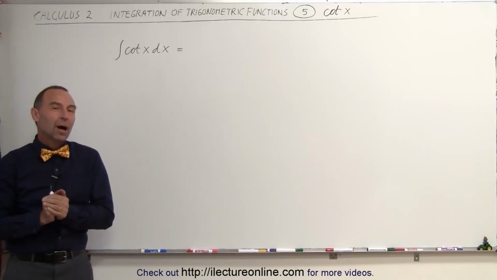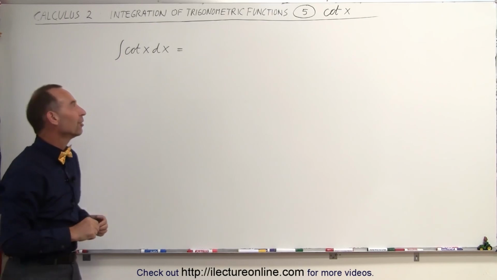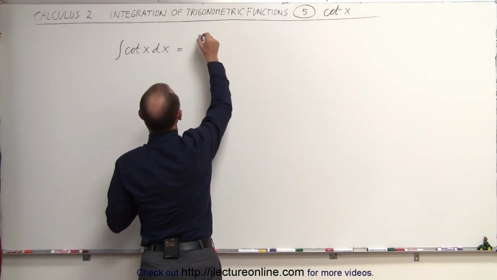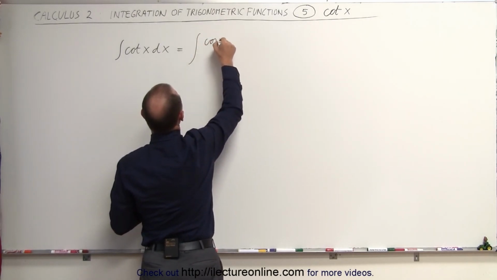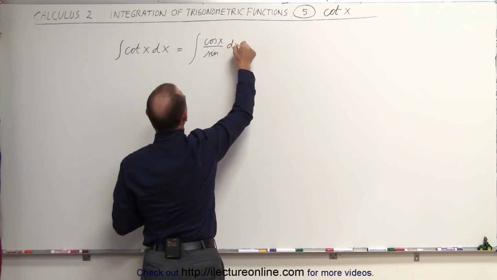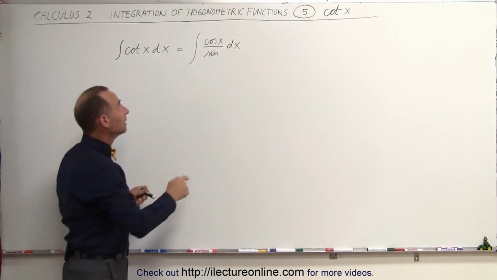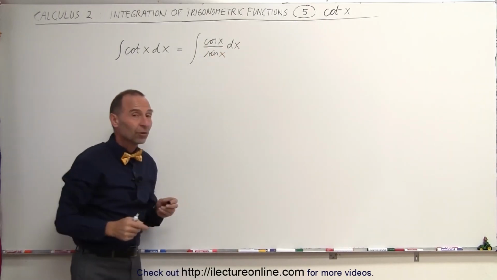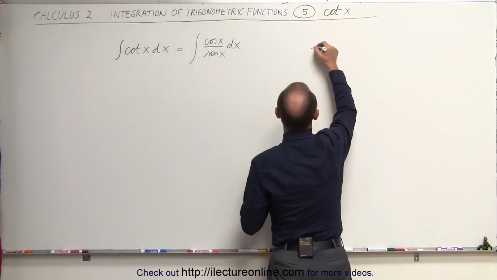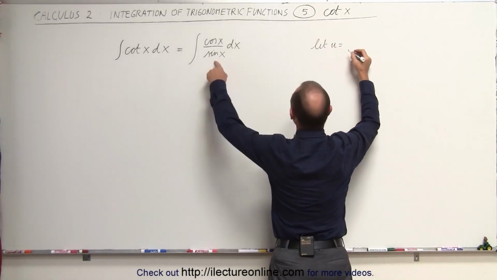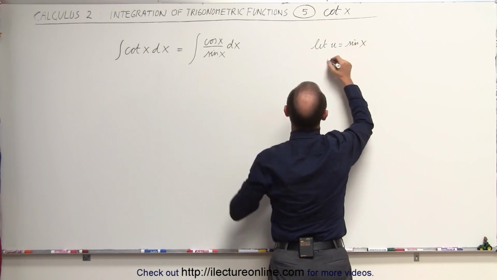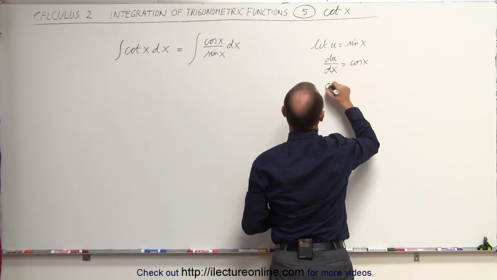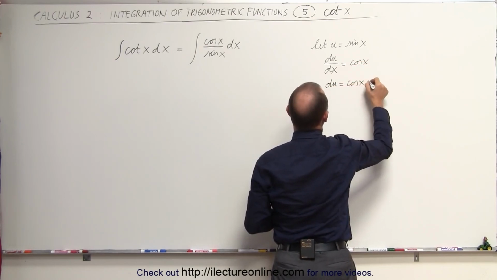Now let's take a look and see how we find the integral of the cotangent of x. Again, just like with the tangent of x, we're going to write it as follows. This can now be written as the integral of the cosine of x divided by the sine of x times dx. And again, we have to realize that the differential of the sine of x is the cosine of x. So if we use the following substitution, let u equal the denominator, the sine of x, then we can say that du dx is equal to the cosine of x, or du is equal to the cosine of x dx.